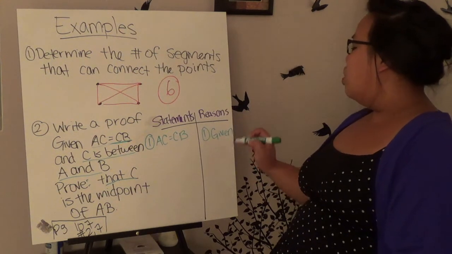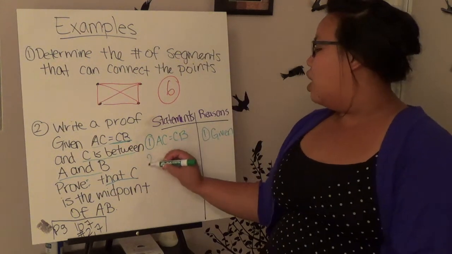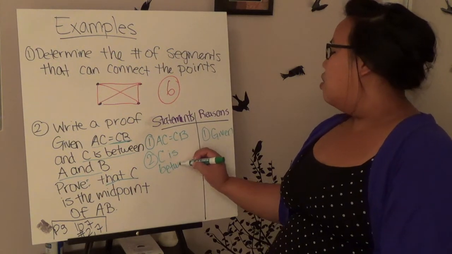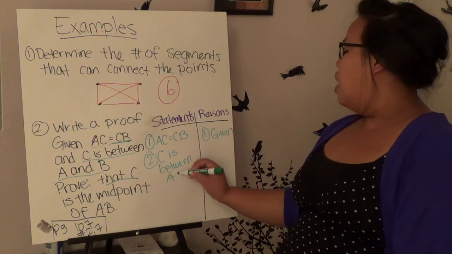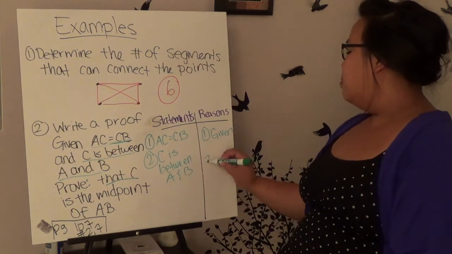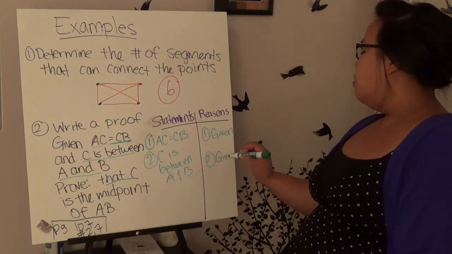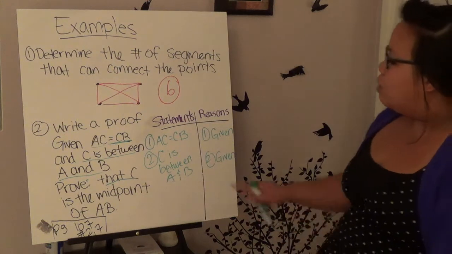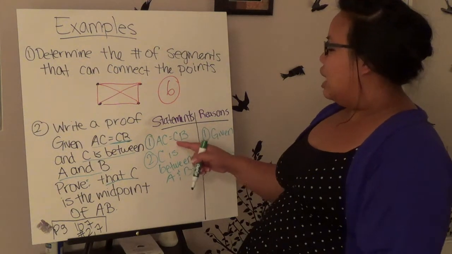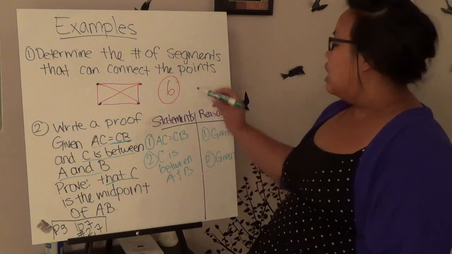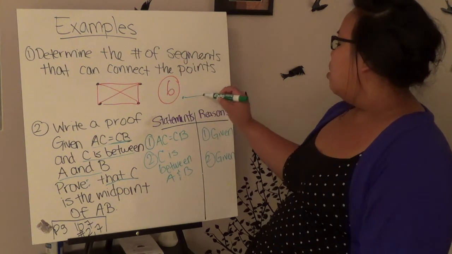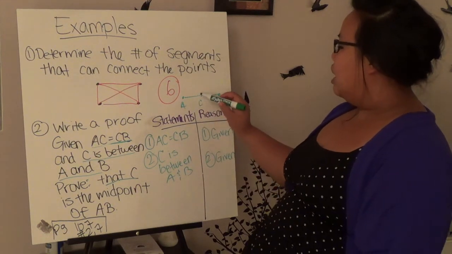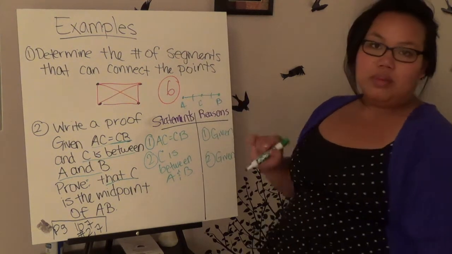Again, always start with your given. But I have two givens. The second one is stating C is between A and B. This is another given. Now what they want me to prove is that C is the midpoint of AB. So basically it's telling me that there's a line AC and CB and they're equal to each other, and C is between A and B. And it's telling me that AC is equal to CB.